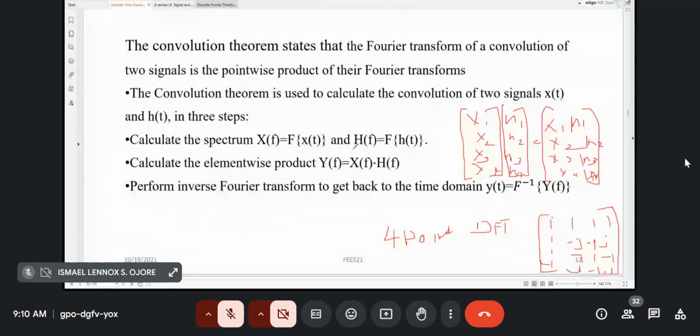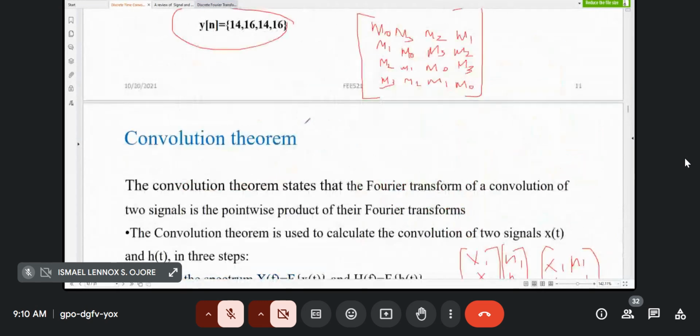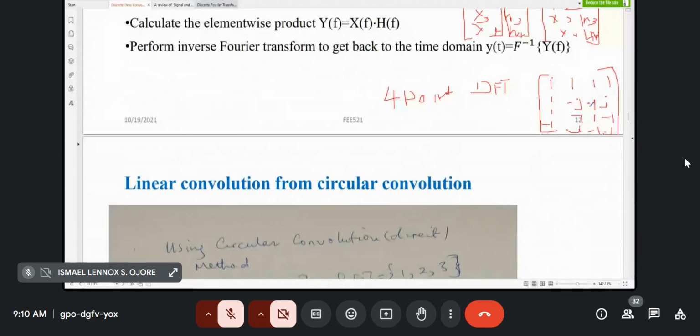So you find the DFTs, and we are saying it's very easy to find the DFT because you can use the N-point DFT. In our case here, we'd use the 4-point DFT to get the DFT of each of the sequences, and then we do point-wise multiplication or element-wise product. So we are going to do this, and then do, of course, the inverse Fourier transform.